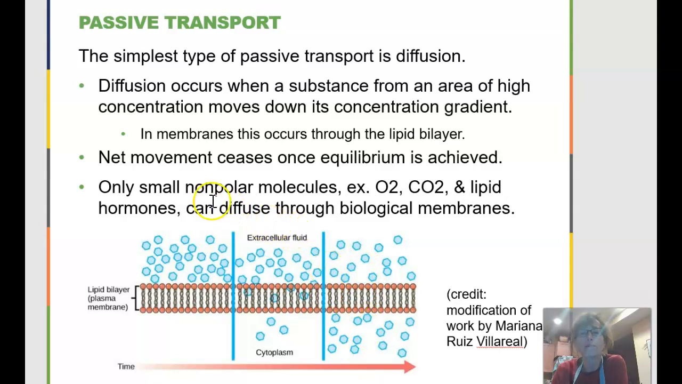The molecules that can move best through in this way are the really small ones and the nonpolar molecules that can pass through. So oxygen and carbon dioxide and lipid hormones can diffuse easily through the membrane going either way. So that's something to look at.